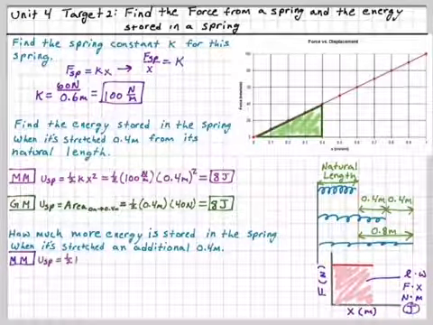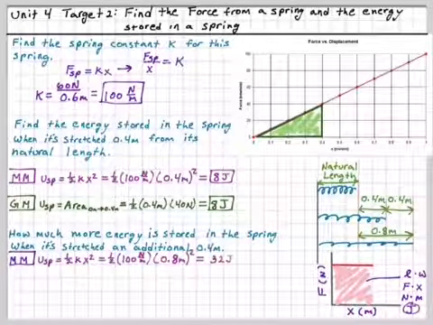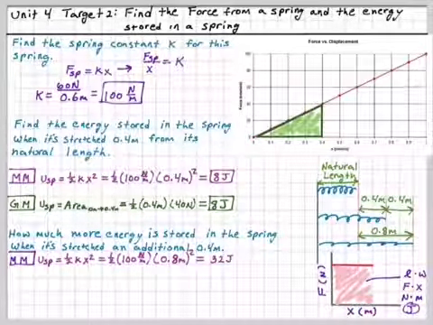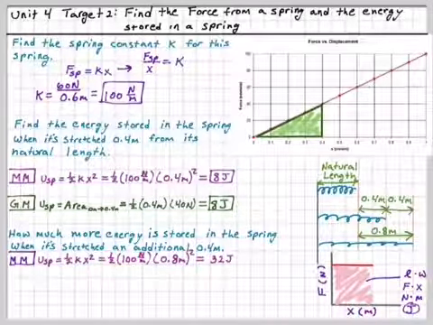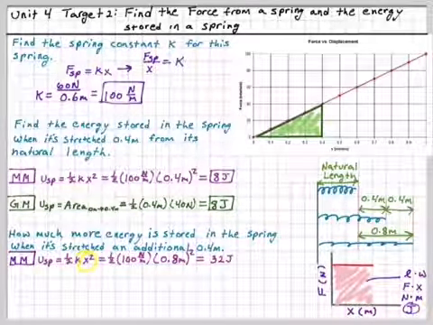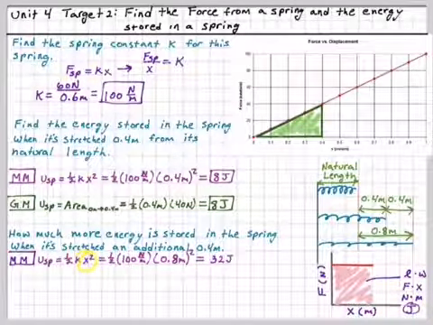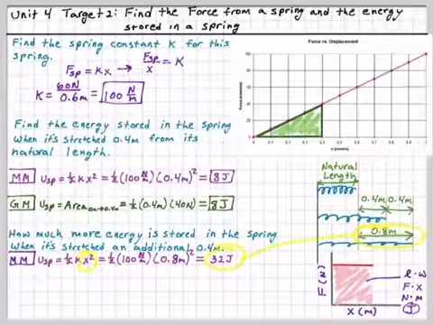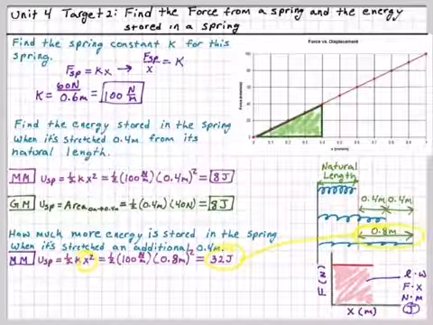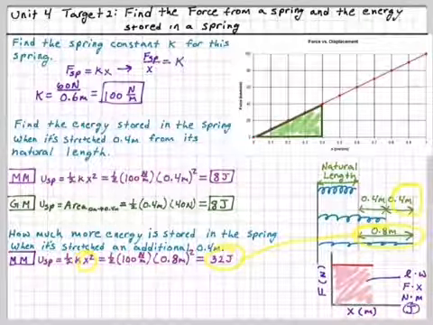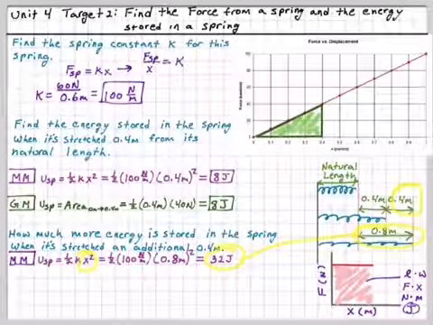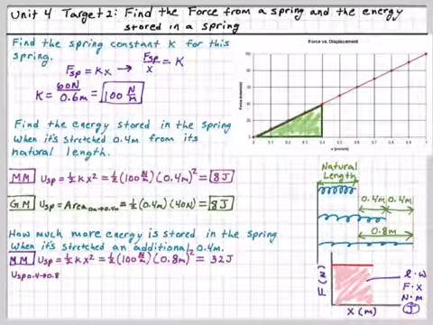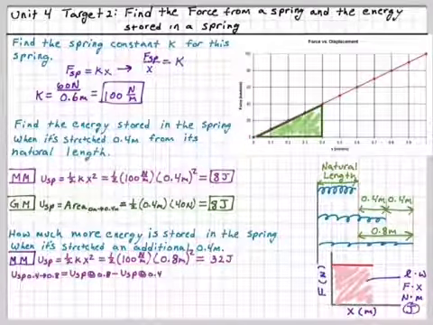Well, we'll start with our mathematical model. We can start by doing 1/2 kx squared, where we plug in 0.8 for that x. This is going to tell us the energy. X, however, is always the change in position from the natural length. So this tells us how much energy is stored in the spring when it's stretched a total of 0.8 meters from its natural length. The question, however, is asking how much additional energy was stored when we stretch it the additional 0.4 meters. So in order to find that, we need to take the difference of our two energies stored.